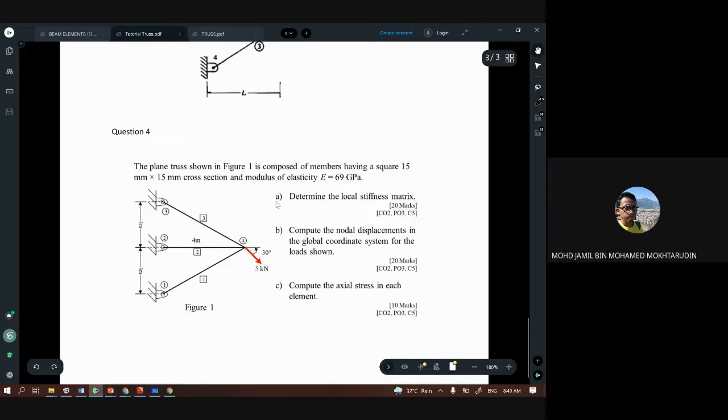Okay, so question A, determine the local stiffness matrix. Question B, compute the nodal displacement in the global coordinate system. And then lastly, compute the axial stress in each element.